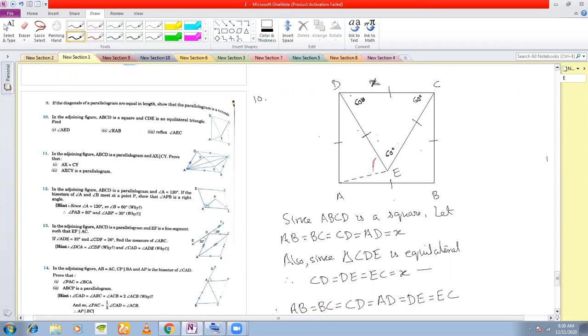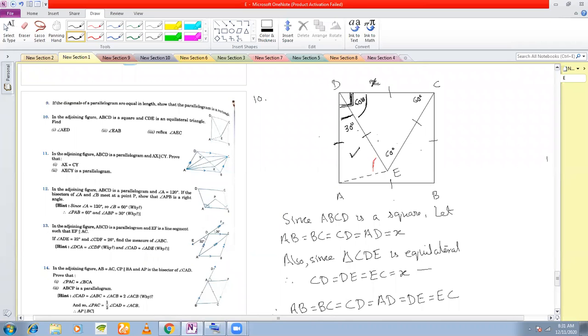Since it is a square, therefore this angle must be 90 degrees. Agreed? And this angle, I've already told you, is 60 degrees because all the interior angles of an equilateral triangle are 60 degrees. This angle is 90 degrees because the interior angles of a square are 90 degrees. So therefore, how much will this angle be? This angle will be 90 minus 60, 30. Do you agree or not? Yes, sir.